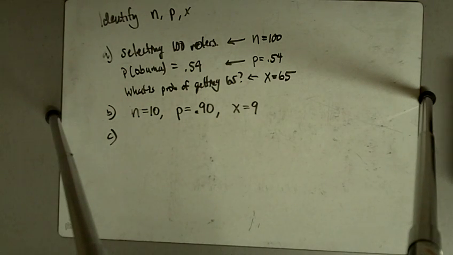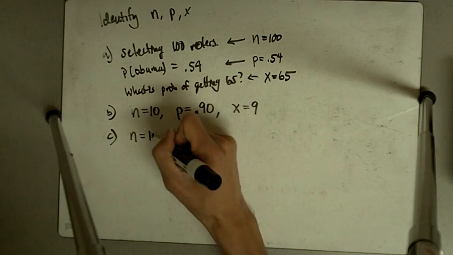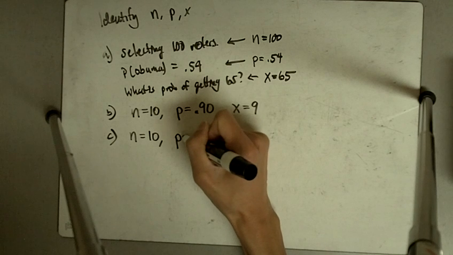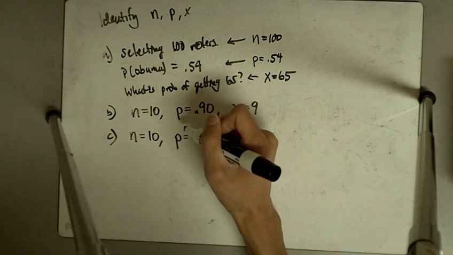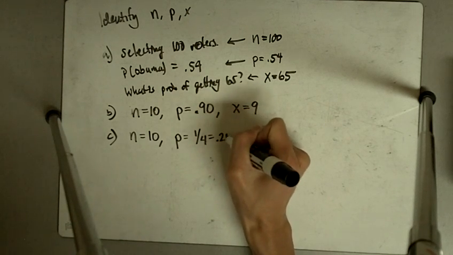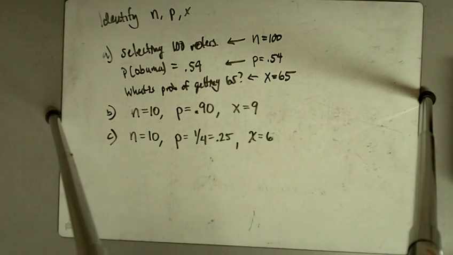And here it says a student is taking a 10-question multiple choice. Each question has 4 options. One of the 4 options is correct and 3 of them are wrong. What's the probability that the student answers exactly 6 questions correct just by guessing? Okay. So how many questions is he answering? He's answering 10. So we have 10 trials, 10 attempts, and the probability that he gets any one question correct, if he's just randomly guessing, is 1 out of 4, or 0.25. And we want to know what's the probability that he's going to get 6 questions right. So that's going to be our X. Our X is going to be 6.